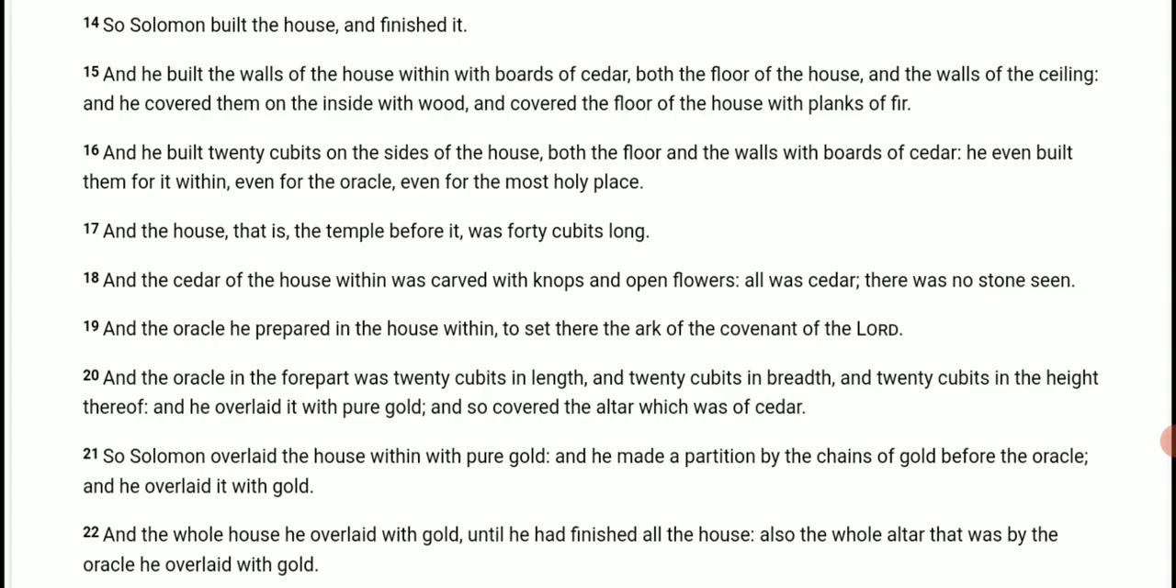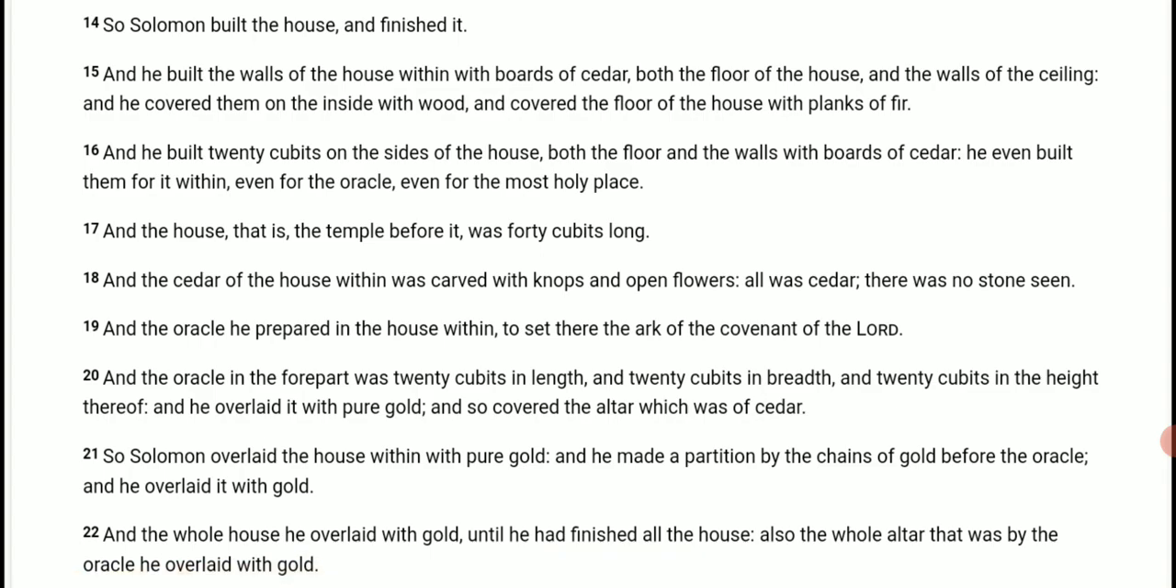And the oracle he prepared in the house within, to set there the ark of the covenant of the Lord. And the oracle in the forepart was 20 cubits in length, and 20 cubits in breadth, and 20 cubits in the height thereof. And he overlaid it with pure gold, and so covered the altar, which was of cedar. So is that a cube? Is this mentioning, is the oracle some sort of cube? It's 20 by 20 by 20 cubits, overlaid in pure gold.